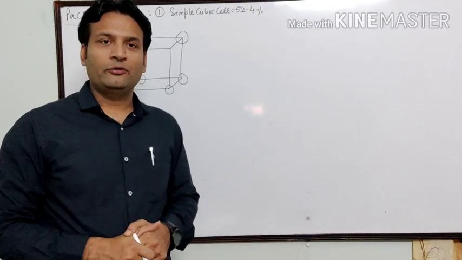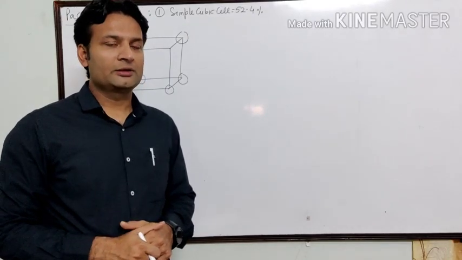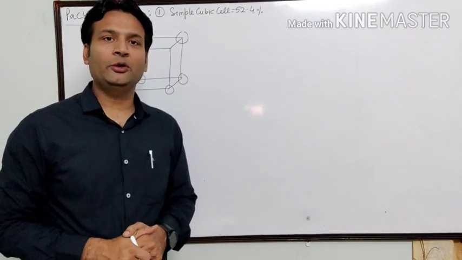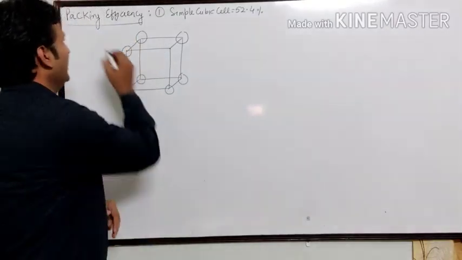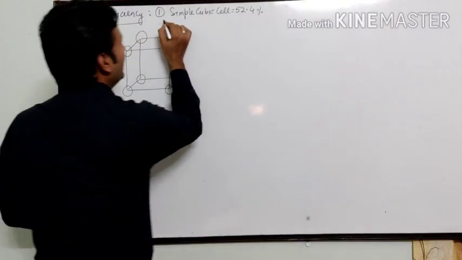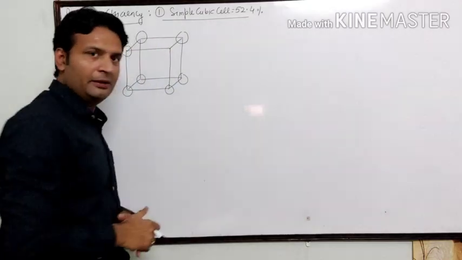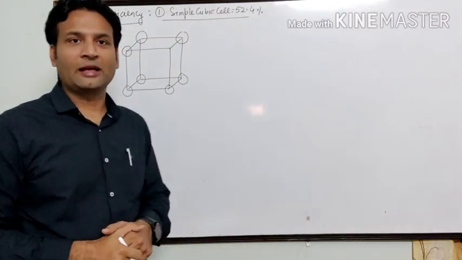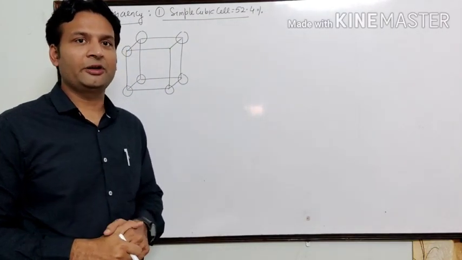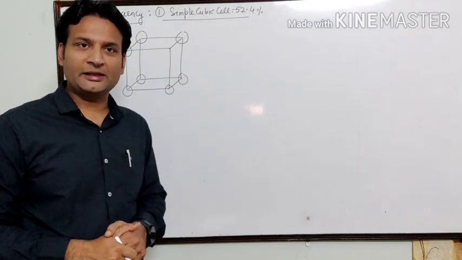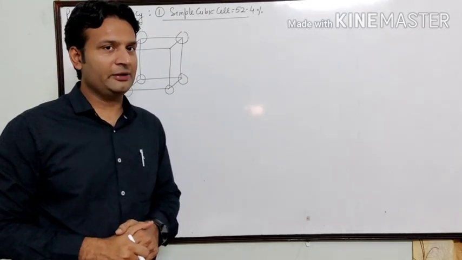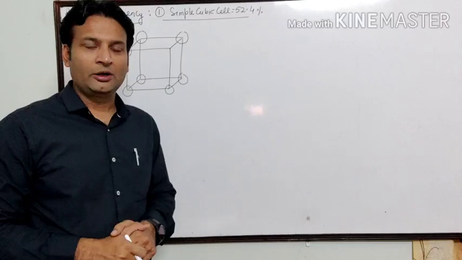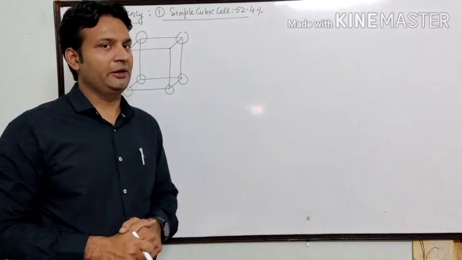Today this is my fourth video regarding the topic the solid state. In this video I will discuss packing efficiency in different unit cells. For example, in simple cubic unit cell, as you know, the packing efficiency is 52.4%. In BCC it is 68% and in FCC it is 74%. Today I will prove this in this video.